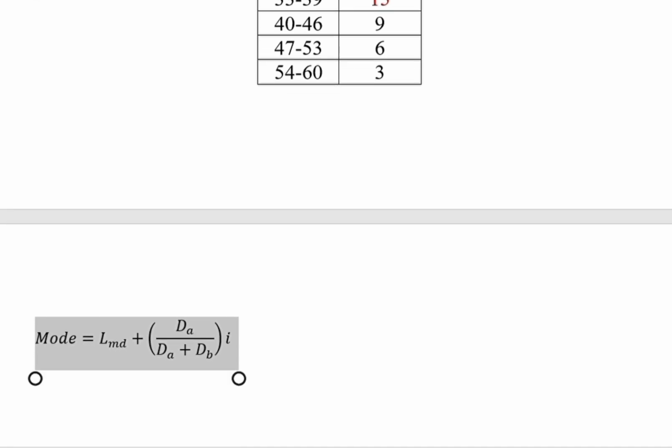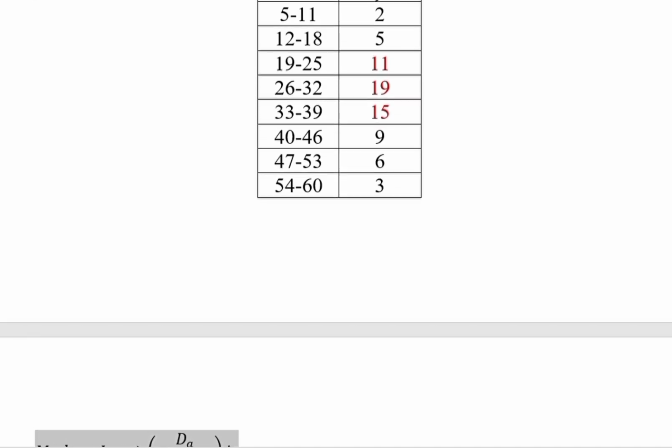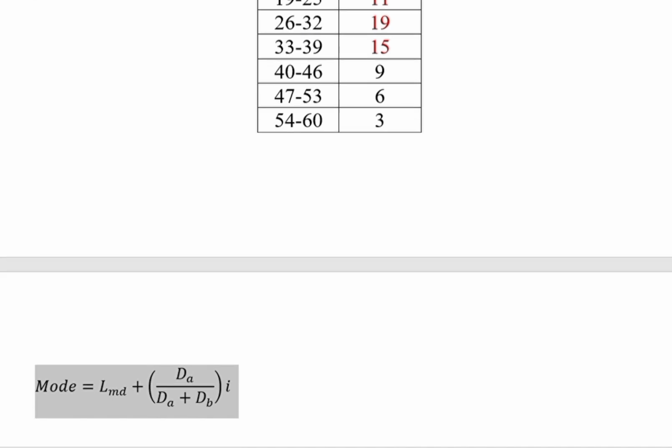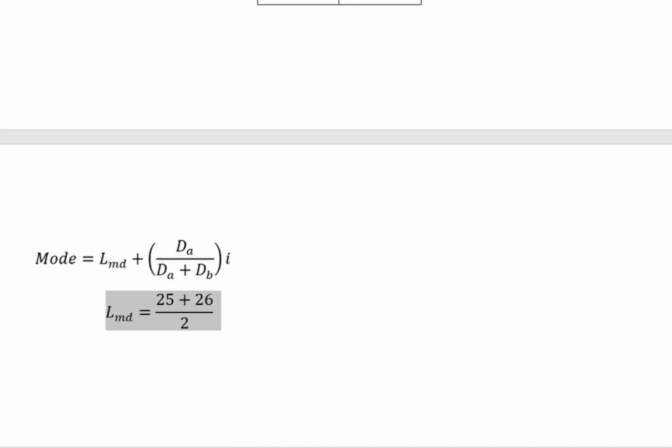Then the next thing is to identify our LMD. Our LMD, being the lower class limit of the modal class, is calculated as follows. The modal class is 26 to 32. So for us to get the lower class limit, we take this 26 plus this value here, add them, divide by 2. So 26 plus 25 divided by 2 gives us 25.5, and that becomes our lower class limit.